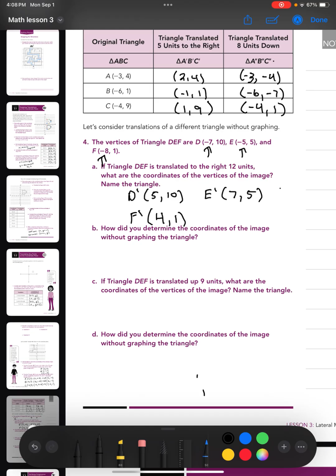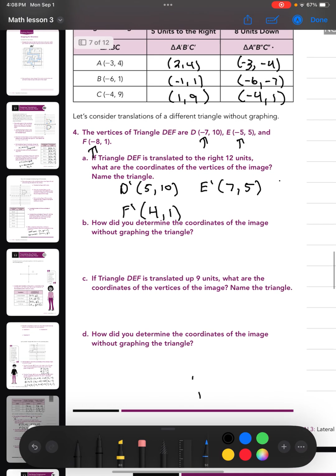So how did you determine the coordinates of the image without graphing it? We added 12 to the X values.